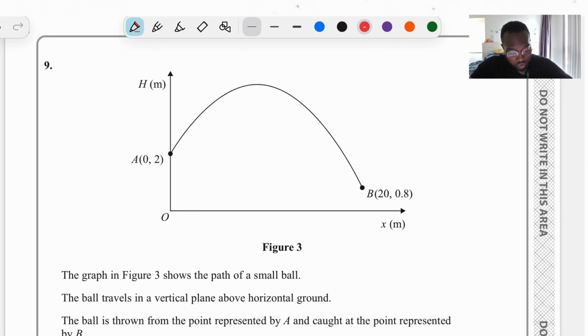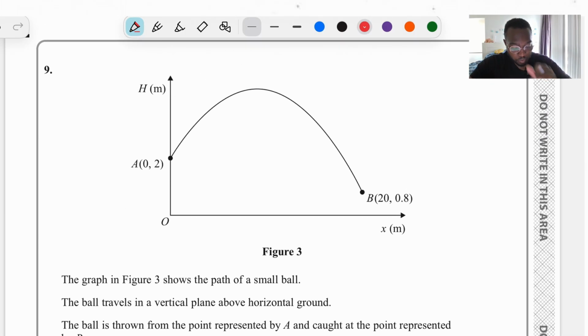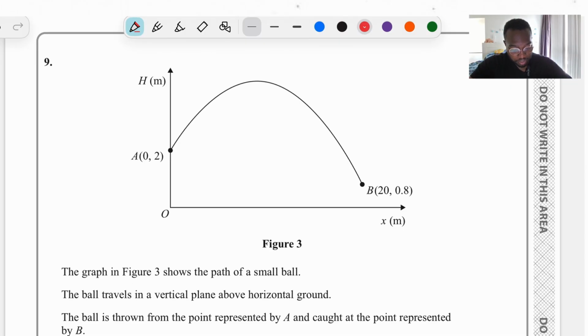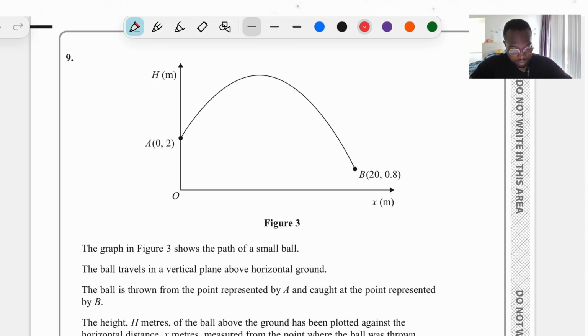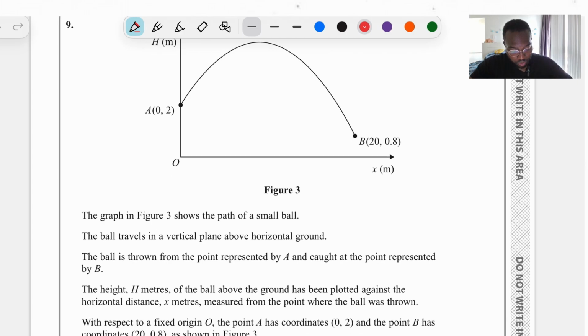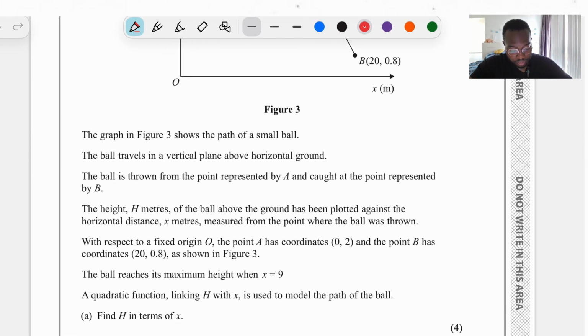Okay, so for question 9, we have this figure, this graph here. It shows the path of a small ball. We're told that the ball is thrown from point A and it is caught at point B. The height is on our y-axis, in meters, and the horizontal distance is x. Point A has coordinates (0, 2) and point B has coordinates (20, 0.8).